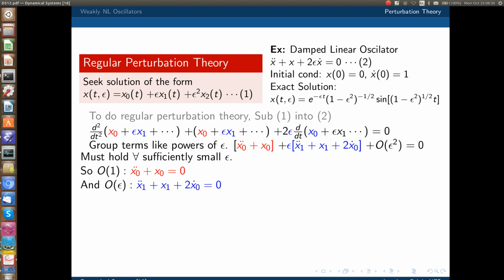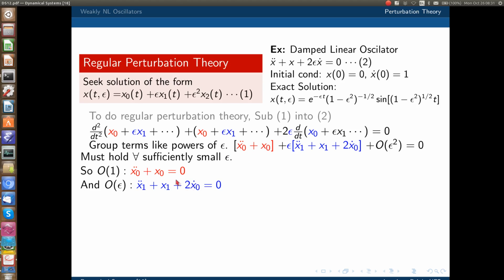The thing that you must look at, and this is true of all perturbation theory, not just regular perturbation theory, is the way you go about it: you solve for x0, which is the solution if epsilon is 0, then you have to put it into this equation.